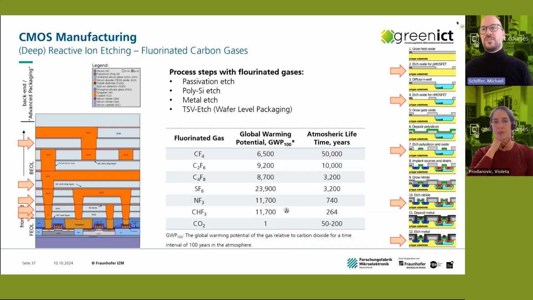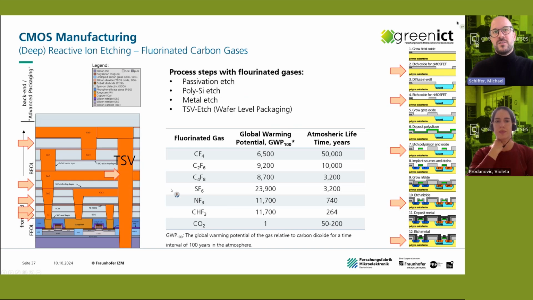The other one would be reactive ion etching or deep reactive ion etching. Usually you have fluorinated carbon gases. I just indicated which steps, so the complete back end of line, but also several processes in the front end of line, need different etch gases. Also for the packaging, if you want to incorporate some TSVs, you have to etch through the whole dielectric, and you also have to etch through the silicon. Usually you have these gases in production predominantly. In our case, we have mainly SF6.